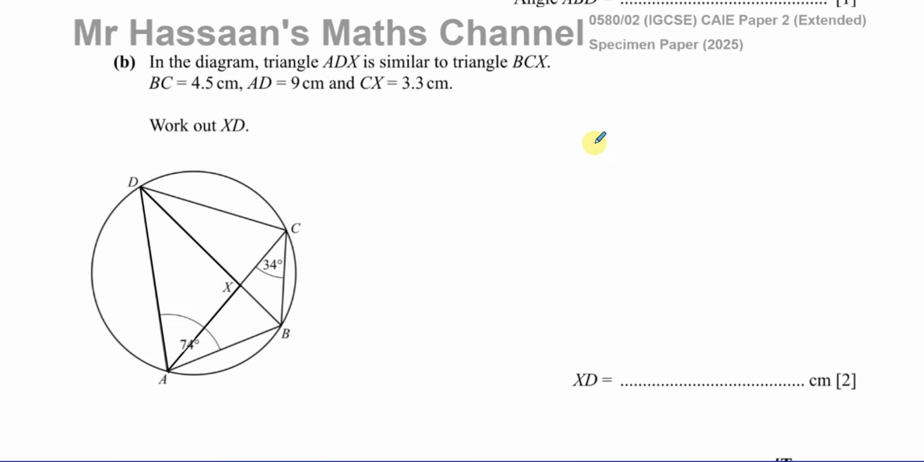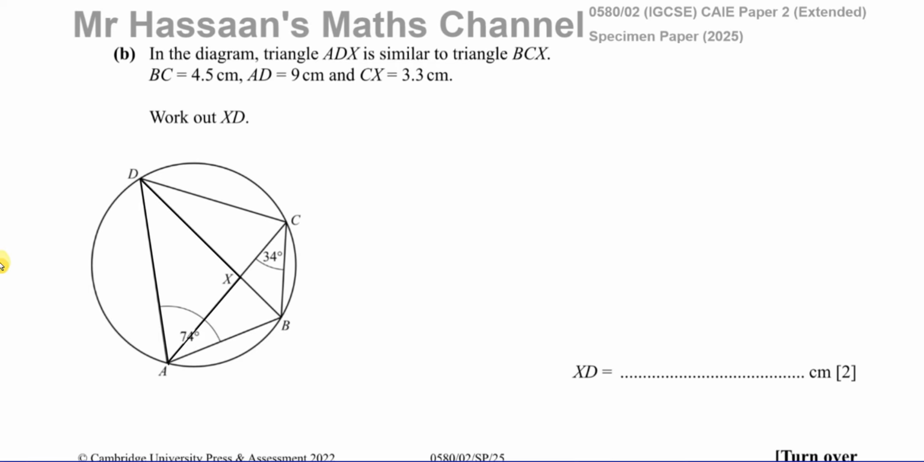This is question 17 part B from the specimen paper of the 2025 new syllabus for the Cambridge 0580 paper 2 extended, and this is the non-calculator paper. This question here is about similarity. I've answered it separately from part A because it's a slightly different topic.